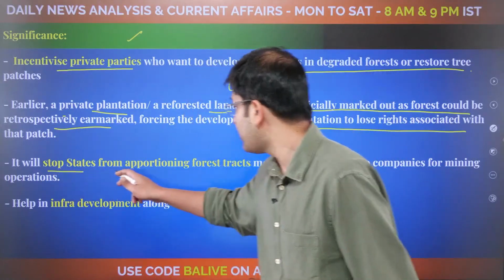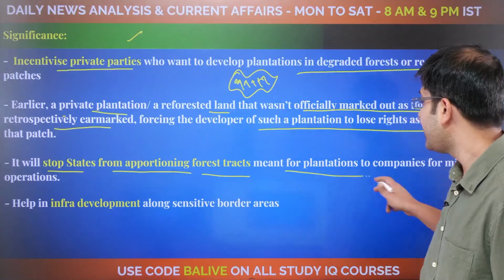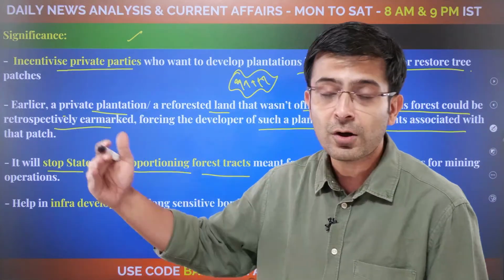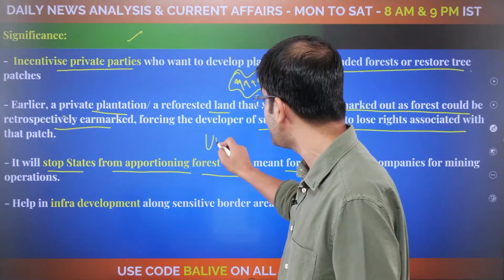It will stop states from apportioning forest tracts meant for plantations. In fact, from here on, if you are going to divert forest land for any other non-forest purpose, you have to take the permission of the union government.